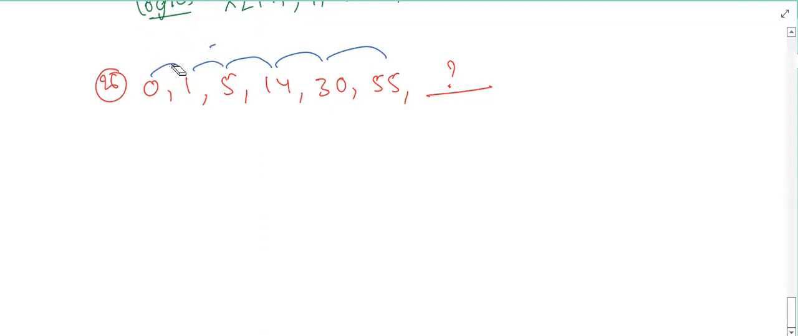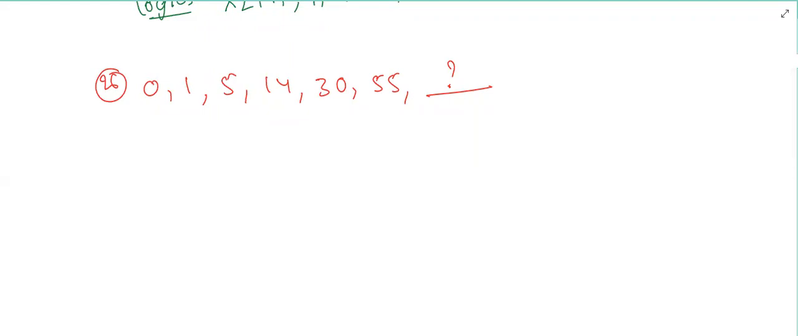Into 2 plus 1. Maybe here it is into 2 plus 1, here it is into 3 plus 2. Maybe, right? So here 2, 3. Next it should be into 4. Is it satisfying? Into 4 plus 3. No. See here, into 4 means it is already 20, but the number is 14 only. Into 2 plus 4 will not come, sir. Into 2 plus 4 is not satisfying the first two numbers.